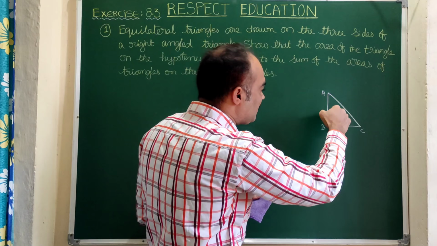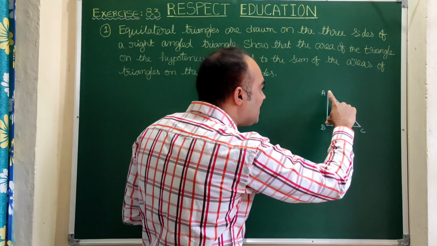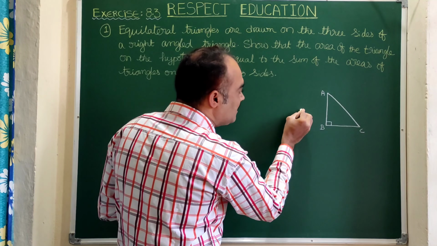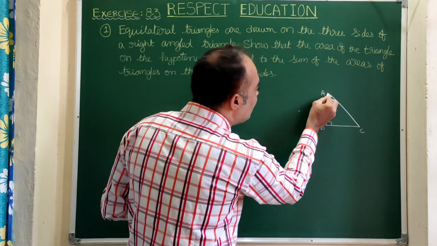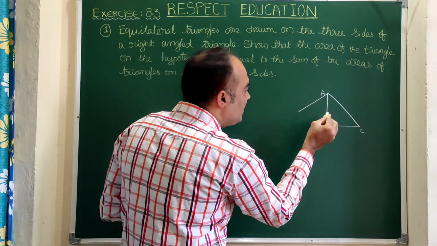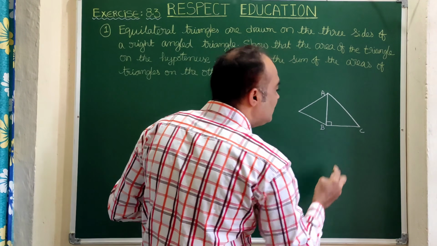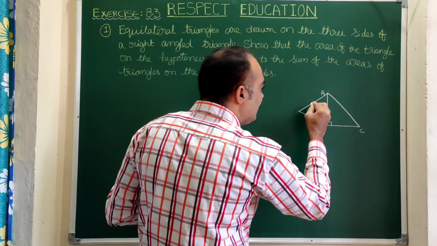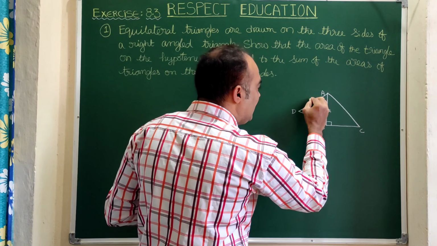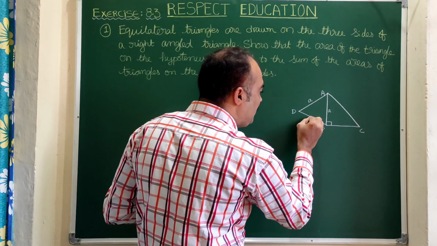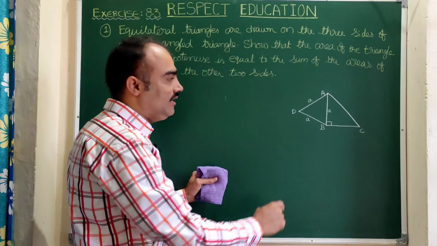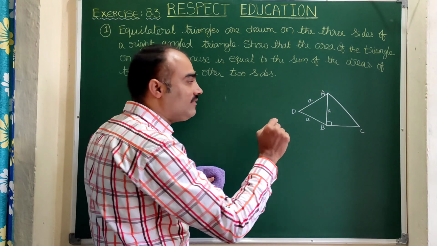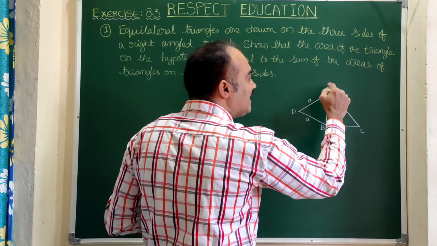Here, let us take the first side as AB. On AB, we have drawn one equilateral triangle. It is in this way. The meaning is that, if we take AB as a, and let us take this point as D, AD is also a units and BD is also a units. This is the equilateral triangle drawn on side AB. In that way, we need to draw three equilateral triangles on three sides.